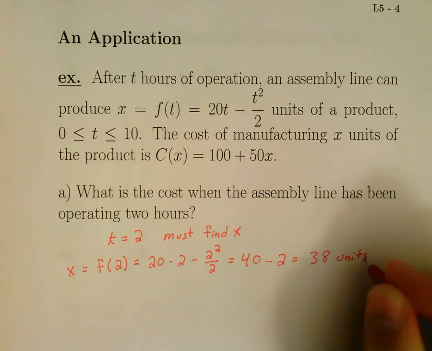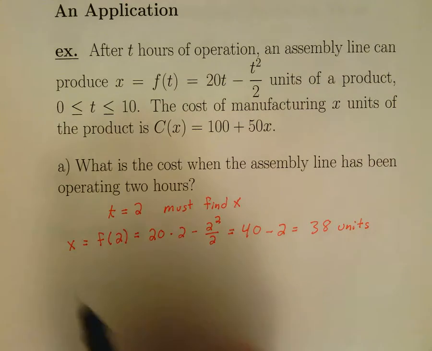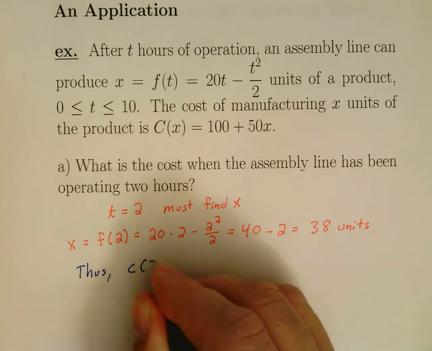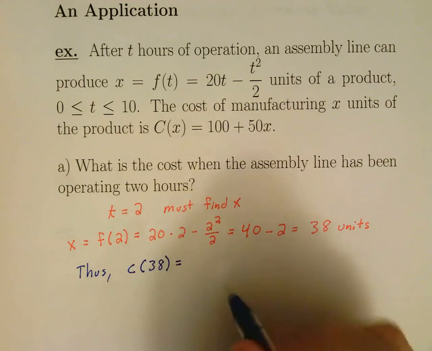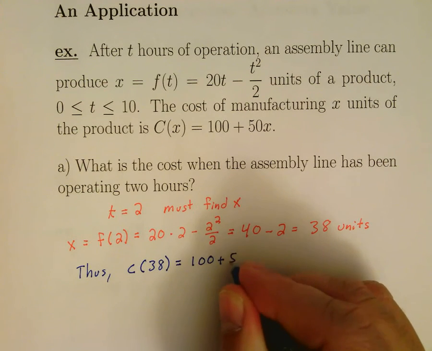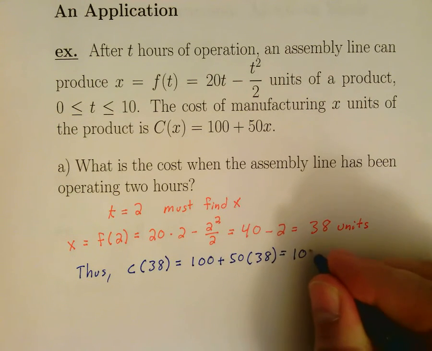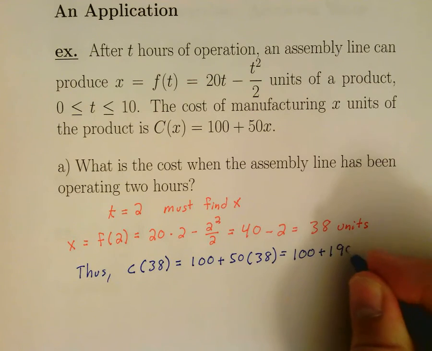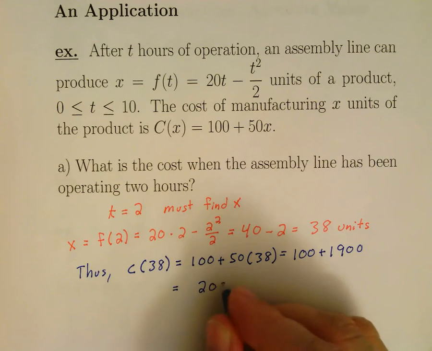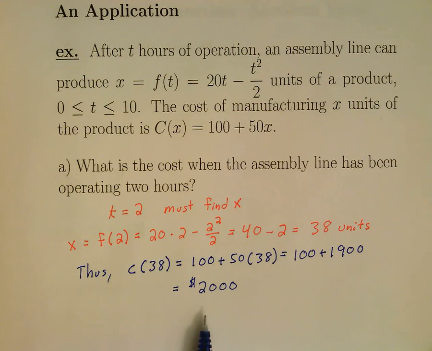Now to figure out how much that's going to cost us, we need to figure out what the cost function is going to be for producing 38 units. So I plug this back into the cost function. That's going to be 100 plus 50 times 38, which is equal to 100 plus 1,900, because that's what 50 times 38 is, which is equal to $2,000. So after 2 hours, it's going to cost us $2,000.